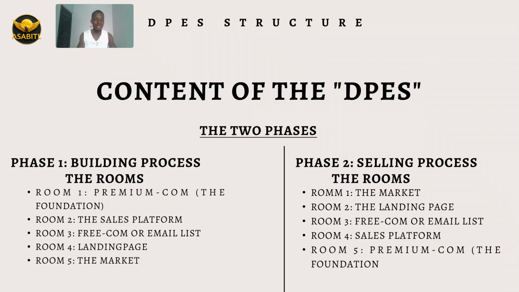So you see that here we have two phases. The first phase is the building process, and the second phase is the selling process. So the building process is what you are not seeing. If you're a victim of buying things online before, the building process is what you're not seeing, but the selling process is what you see.